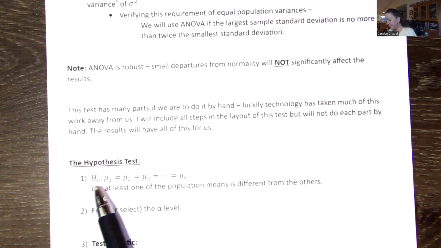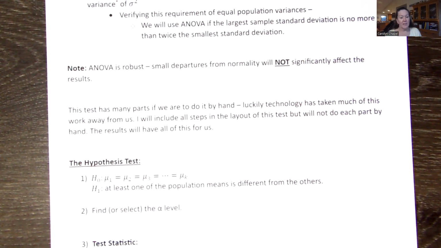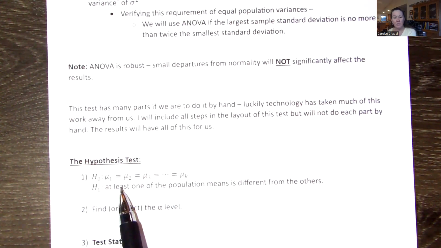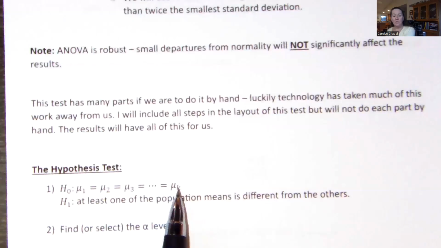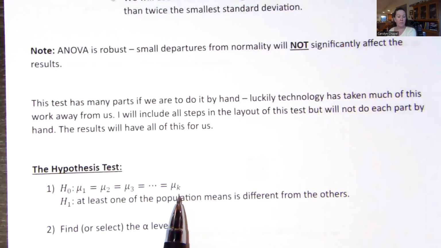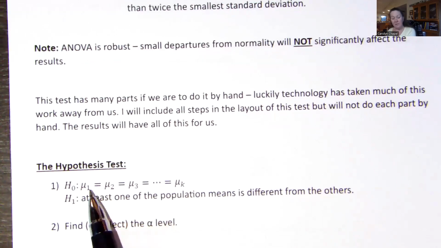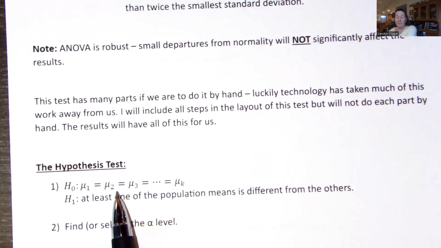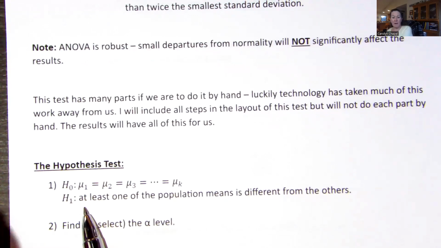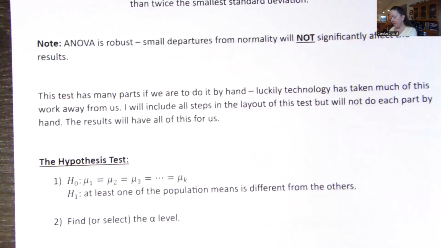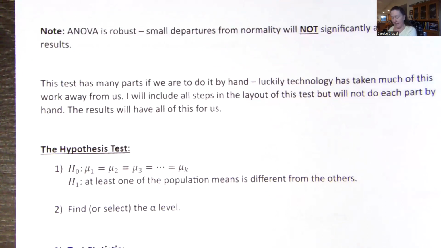So first of all, our hypothesis, the null hypothesis, is that all of our means are the same. So mu1 is equal to mu2, all the way up to mu k, depending on how many we have. So you could have 7, you could have 11, you could have 3. Again, if you had 2, we'd go back to techniques talked about in chapter 11. The alternative is at least one of the population's means is different than the others.